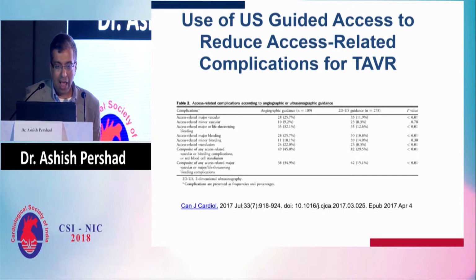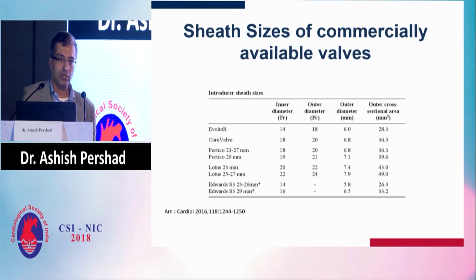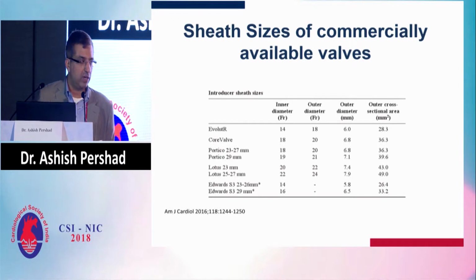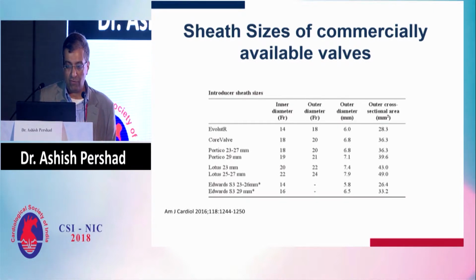Just a quick recap on the sheath sizes so everybody understands, because I feel like there's a lot of gaming going on with industry as far as what sheath size is actually the recommended sheath for an individual valve. The Evolut R, usually everybody talks about it being 14 French, but that's really the inner diameter. The Evolut R outer diameter is 18 French.